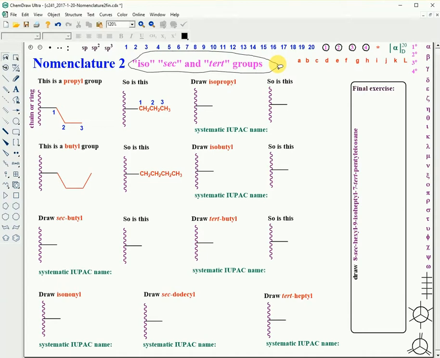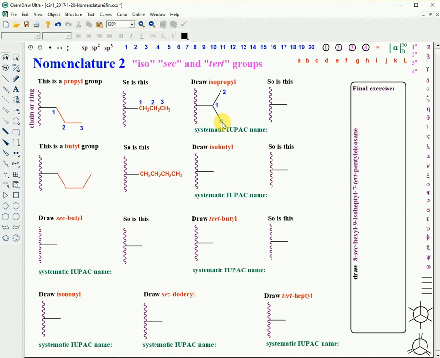Iso, sec, and tert have branching. An isopropyl group has just a V pattern. The 3 carbons are here, but the longest chain in the group is only 2. I'll give you the heads up on drawing an iso group. You draw one less than the name indicates. The name indicates 3. You draw 2 in a chain, and then you branch the third one at the end.